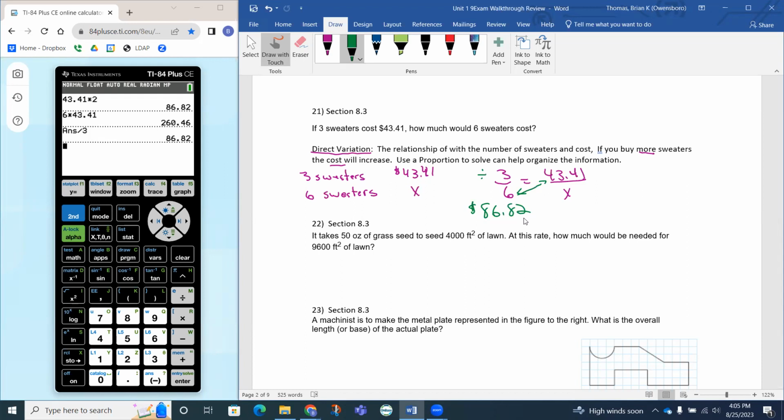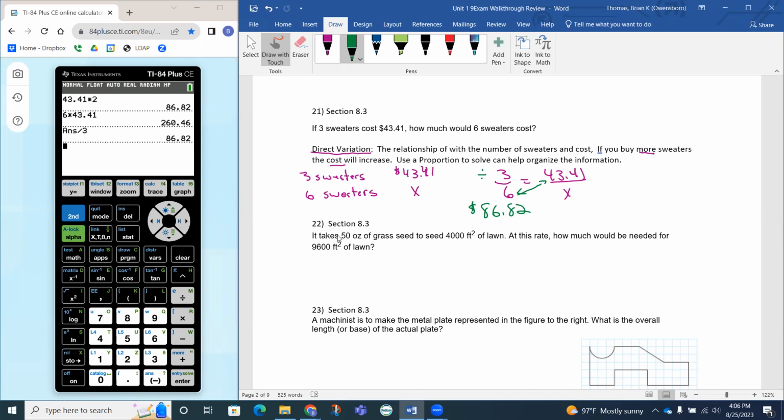So direct variation basically means if one item increases, the other item has to increase as well. So the relationships have to be going in the same direction. So cost is one of these things that's usually a direct variation concept.